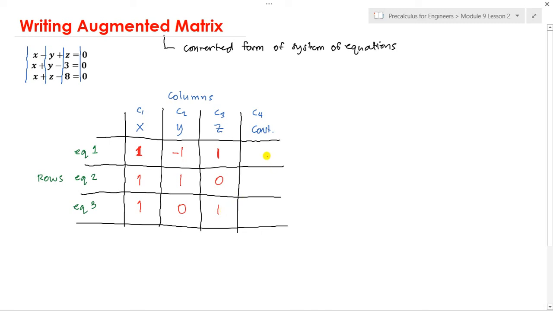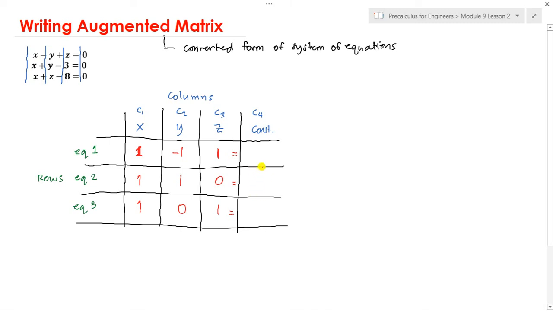After that, when you write the constant, class, it should be separated. Meaning after this column there is the equal sign, but we'll neglect it. This is just a reminder for you: the constant should be isolated on the right side before writing it here in our augmented matrix.